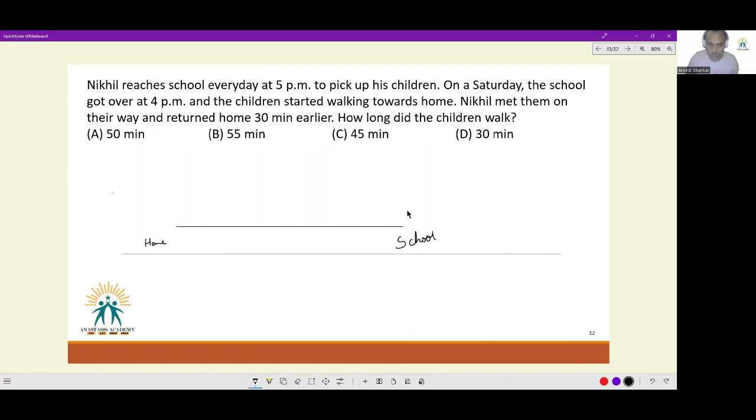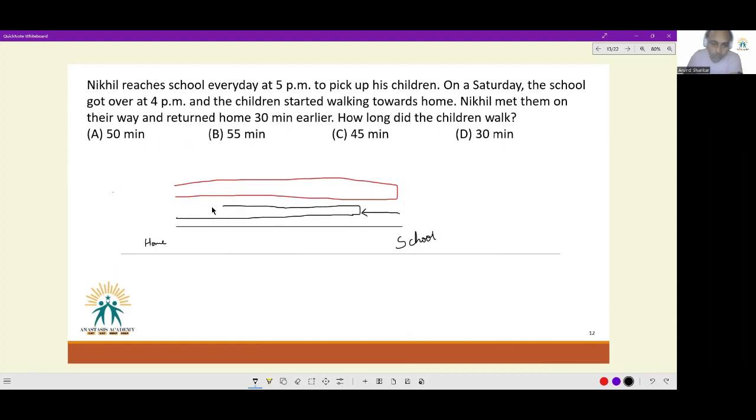Usually, Nikhil goes up to school and picks up the children and comes back. But this day, what happened? Because the school got over early, the children started walking for some duration. And on account of that, usually the journey for Nikhil was this. But on this particular day, his journey became this. Picked up the kids midway. He went back home. This is the usual journey. This is this day's journey.